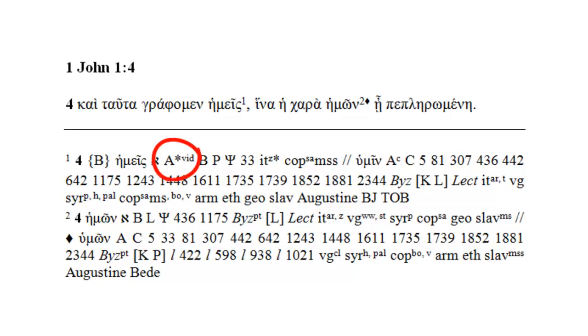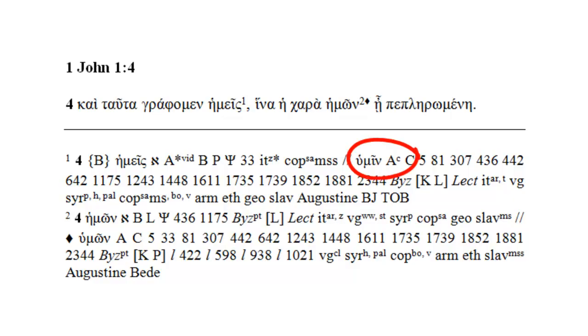And you see the star. The star means the original hand. In other words, there was a corrector who had something different on that manuscript. The star is what the original had. Then the corrector will be a C.